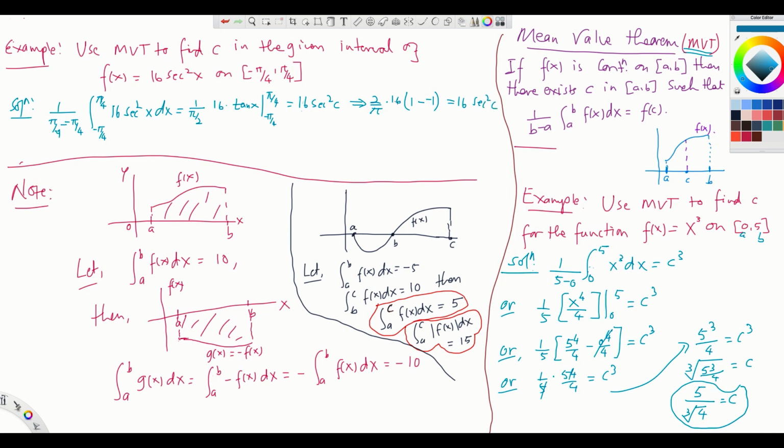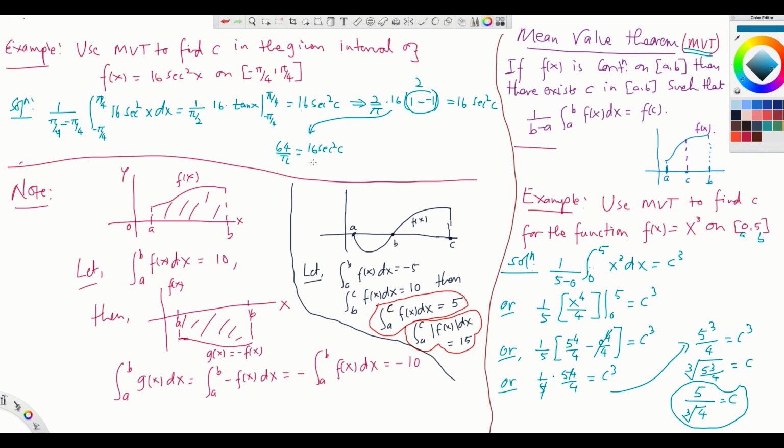So this is equal to 16 secant square c. Okay, so how much is that? This one is basically 2, right? So 2 times 2 times 16. So on the left side, let me write down here, you get basically 64 over pi equals 16 secant square c. All right, that's what you get.